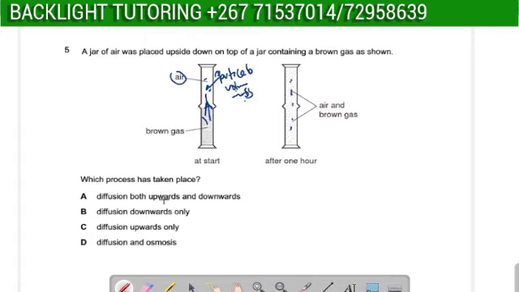So a diffusion both upwards and downward. So A is the best, right? If we are saying diffusion downward only, maybe A is the only one that goes down and this one does not go up. And then this one, osmosis only happens in something that involves water, so that's why it's out.